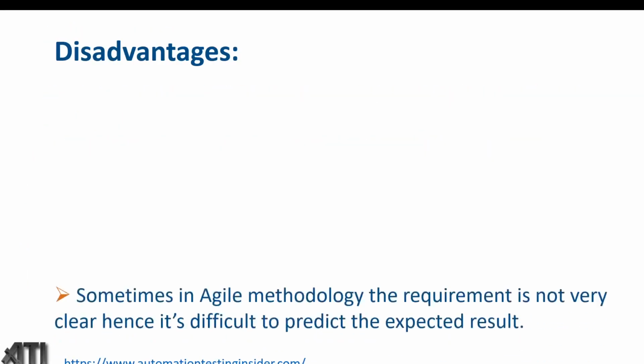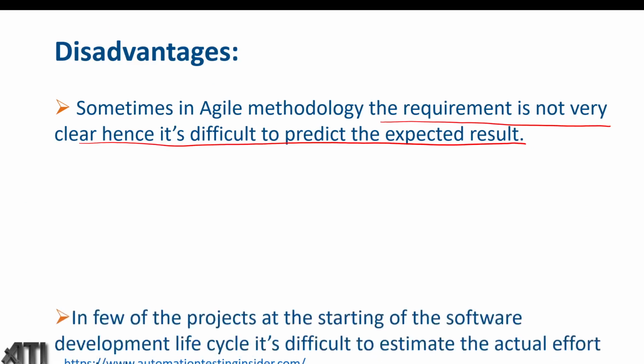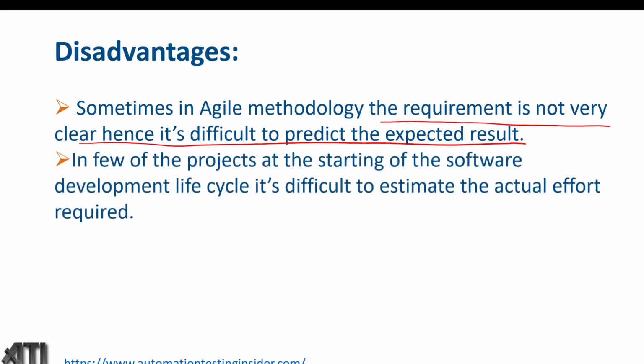Now let's talk about some of the disadvantages of the agile model. Sometimes in agile methodology the requirements are not very clear, hence it is difficult to predict the expected result. It happens sometimes when we don't have clear requirements from the customer. In a few projects, at the start of the software development lifecycle, it's difficult to estimate the actual effort required. Since there is ambiguity in the requirement, it is very tough to estimate how much time it will take to develop and test. We cannot estimate properly.